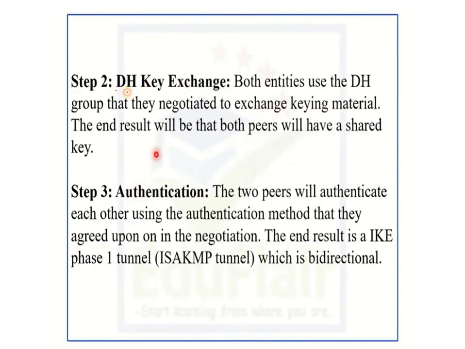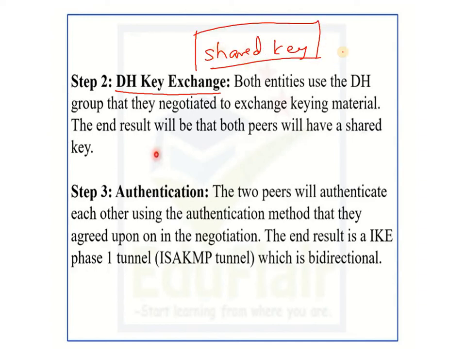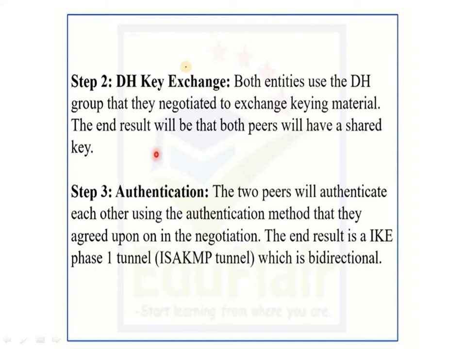Step 2, the Diffie-Hellman key exchange algorithm will be used to exchange the secret keys between the sender as well as the receiver. Both peers will have the shared keys. If the generated values of both keys are the same, then we call it keys exchanged. Already we know the Diffie-Hellman exchange algorithm. This is step 2.